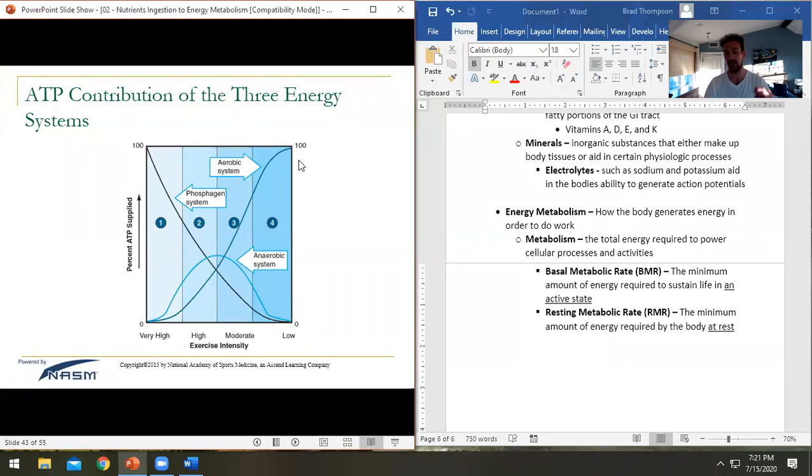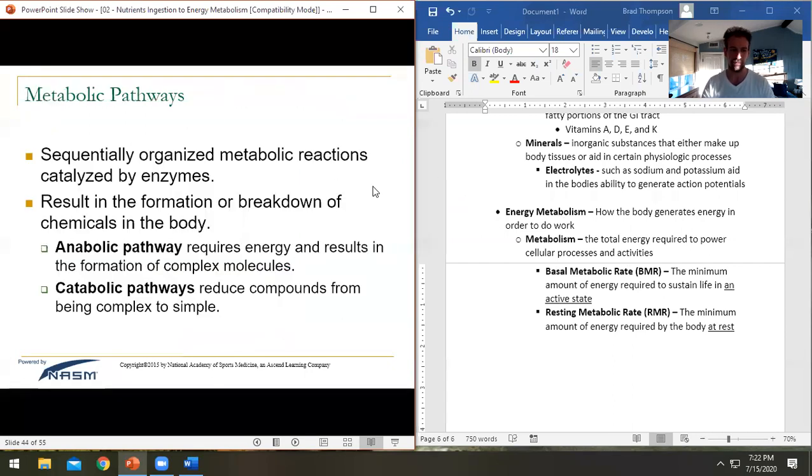If your aerobic metabolism is supplying all your energy, your intensity is very low. If your ATP-PC system is supplying all your energy, your intensity is very high. And if it's glycolysis, it's right in the middle. It's high to moderate, and it's supplying most of the energy there. So glycolysis acts as a little stopgap between these two intense systems.